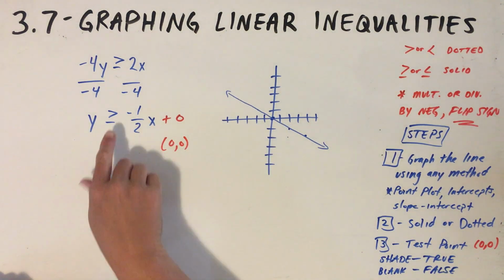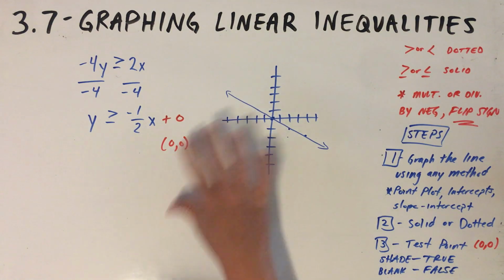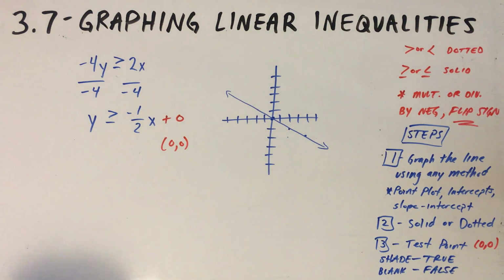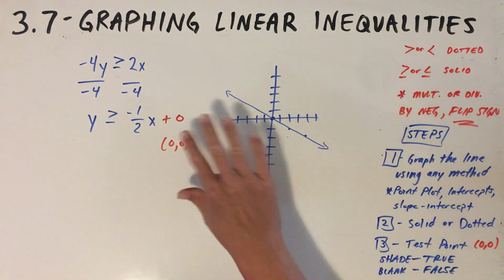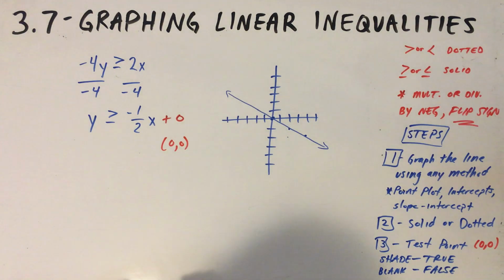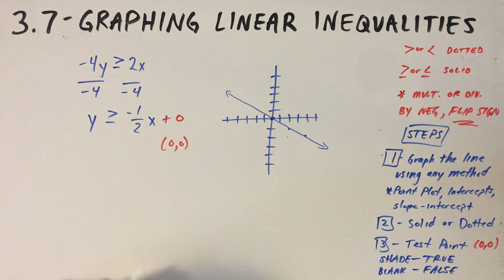Again, where this line is doesn't matter based on the sign. The line is the same. First step done, graphed my line. Next step, I want to decide whether this line is solid or dotted. Well, this is an equal to, so my line is going to be solid, so I'm going to leave it solid. Now I'm going to plug in a test point, and I recommended plugging in the point (0, 0), but the problem is (0, 0) lies on this line, so I have to plug in a different point.